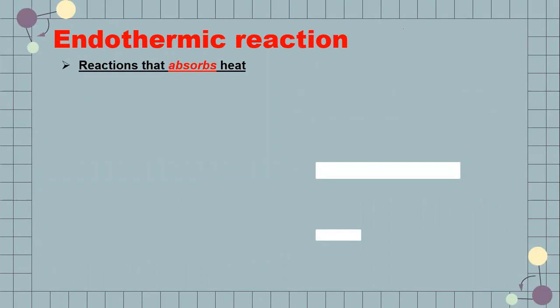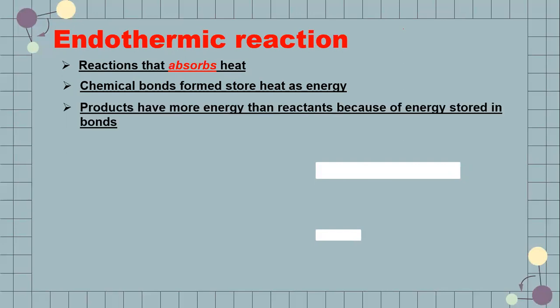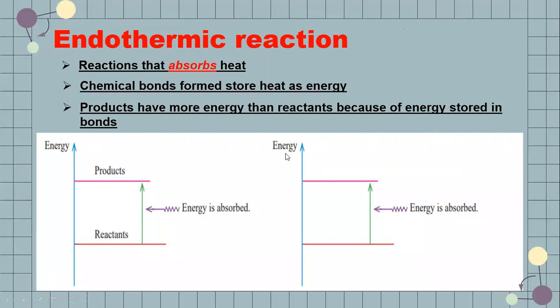So what is an endothermic reaction? During a chemical reaction, when there is a decrease in temperature, that means when it absorbs heat, that is called an endothermic reaction. Also, we can see that during an endothermic reaction, a chemical bond is formed to store heat as energy. Here, in the endothermic reaction, if you see in this energy level diagram, the product has more energy than the reactant. Why? Because the reactant has less energy than the product.